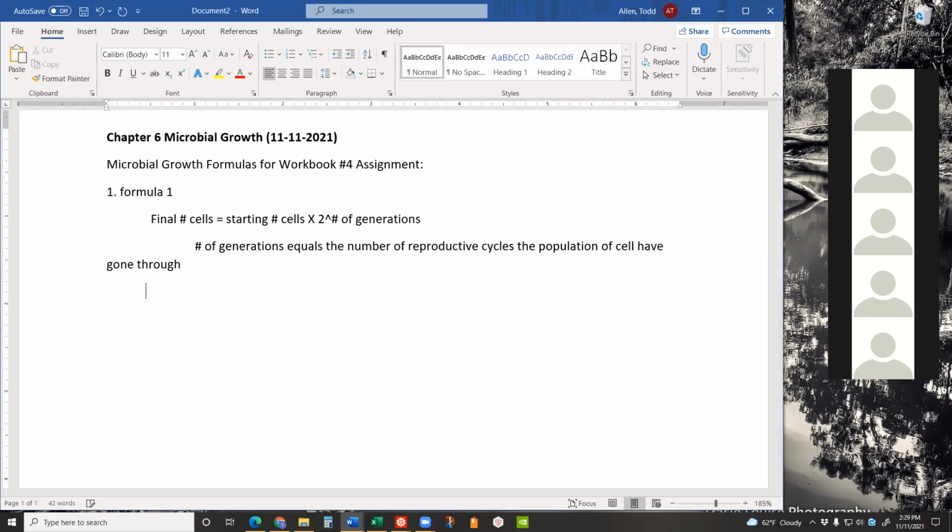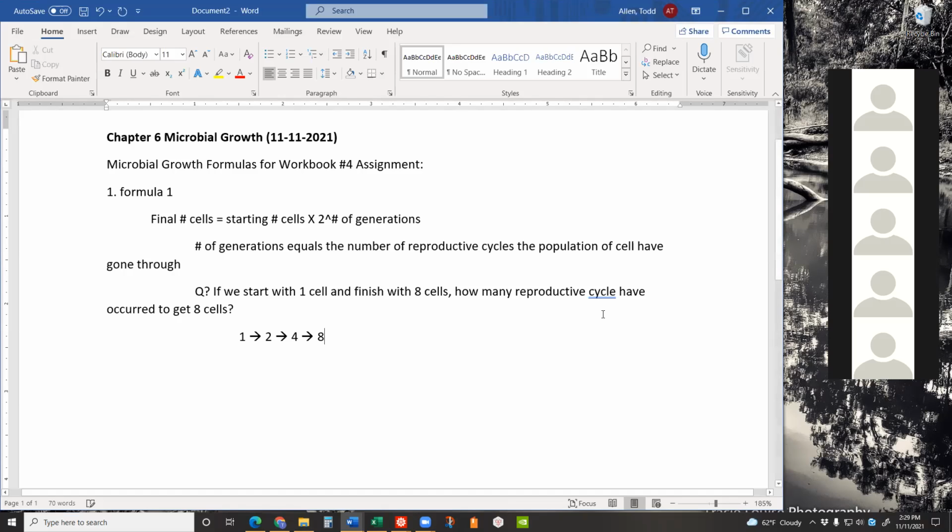Okay, so let's get this into the notes. If we start with 1 cell and finish with 8 cells, how many reproductive cycles have occurred to get 8 cells? Here's the deal, folks. Think about it. One cell goes through binary fission to produce 2 cells. 2 cells go through binary fission to produce 4 cells. 4 cells go through binary division to produce 8 cells.